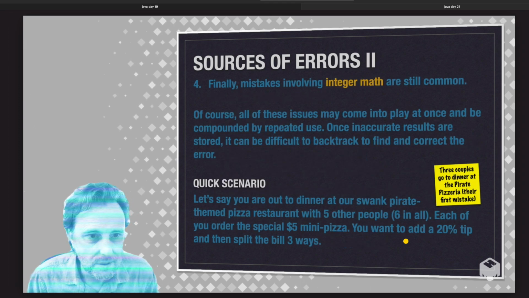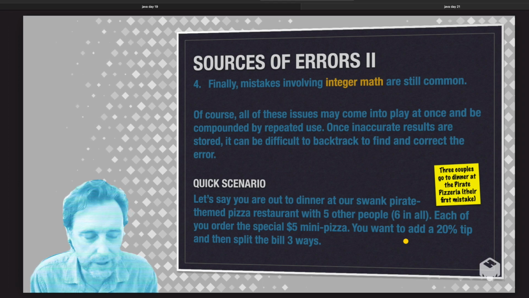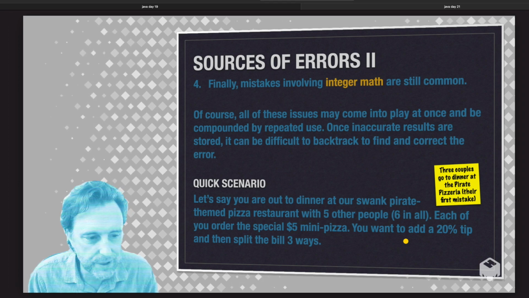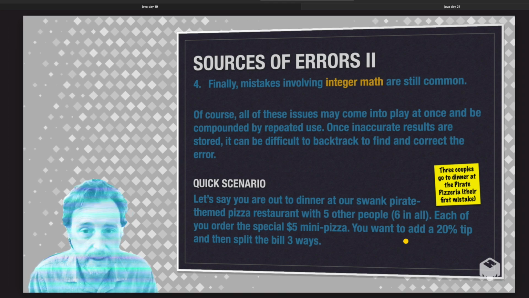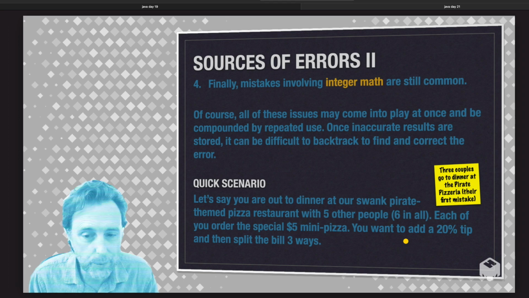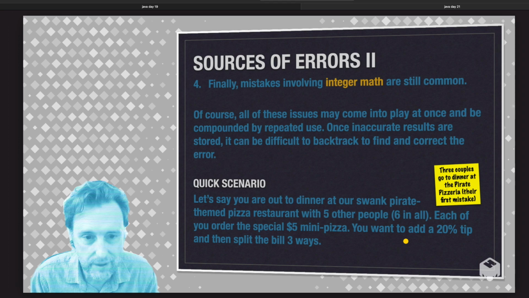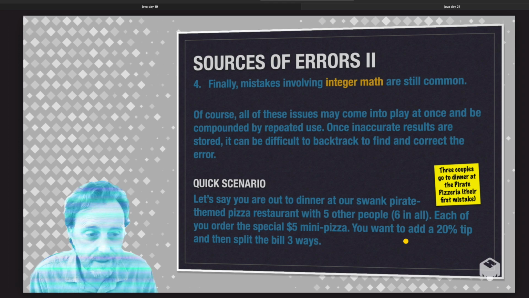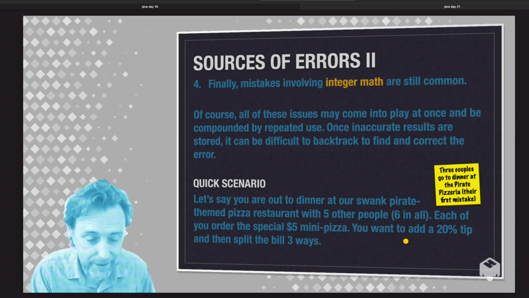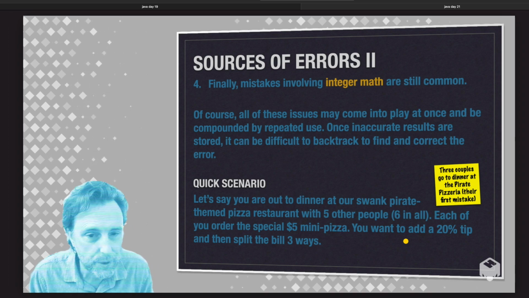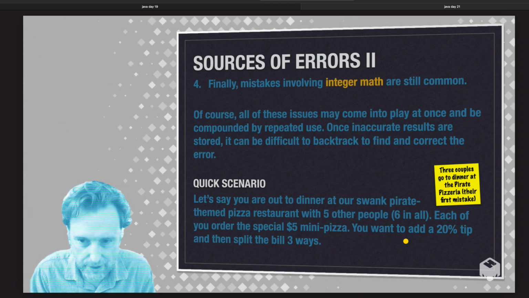Number 4, mistakes involving integer math, which we've run into since early in the semester. When you do, for instance, integer division, you don't get decimal places as a result. You need to be really careful when using integers in any math, including math that's dealing with monetary amounts. And obviously, if you're super unlucky, you can have errors in your code which have more than one of these issues. So a quick scenario and then a more detailed scenario.